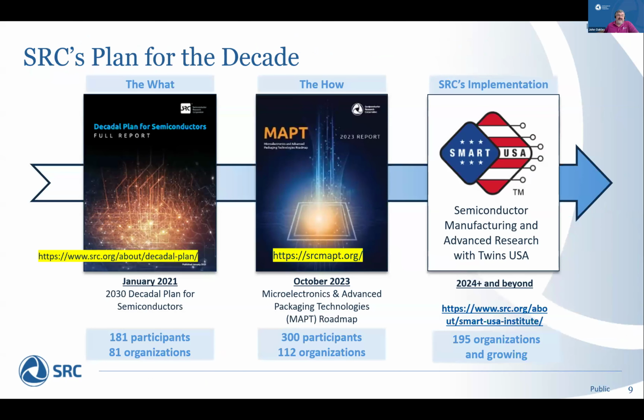So that's our plan. We started with a what. We talked about how we might do this, and we are implementing the Smart USA Institute. So this is something that we are moving forward with. This is a way that we can grow our academic portfolio by 3 to 5x, which means we're still growing this organization right now. I think we have nearly 200 organizations as part of our Smart USA, and we will grow as this moves into 2025 and beyond.